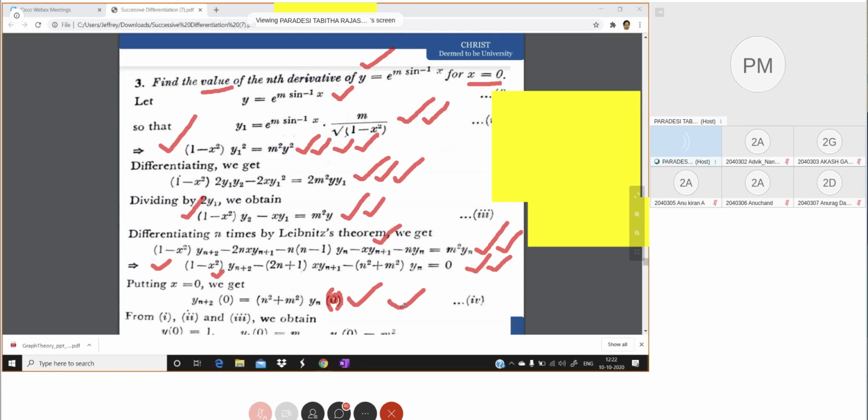Mention a correct if you've reached till here. Wherever x is there, we put a 0. Do we get this equation? Okay. Why is it of 0? Because y is a function of x.